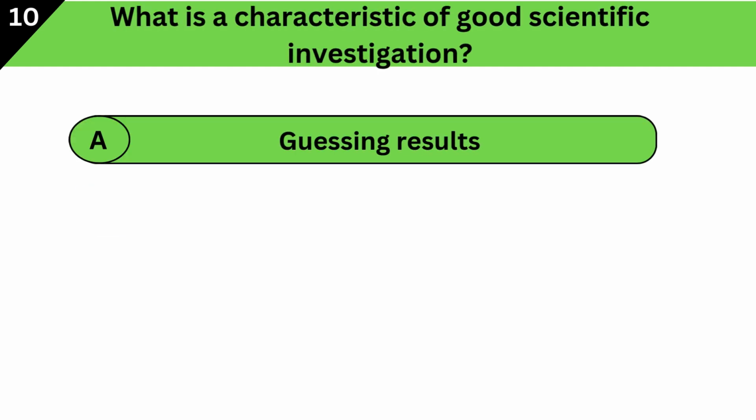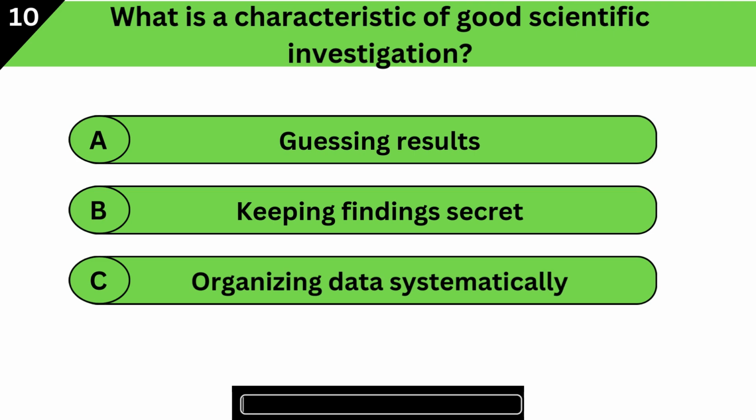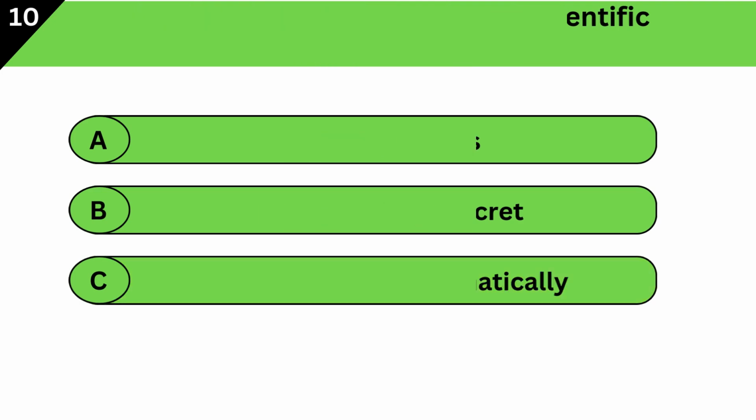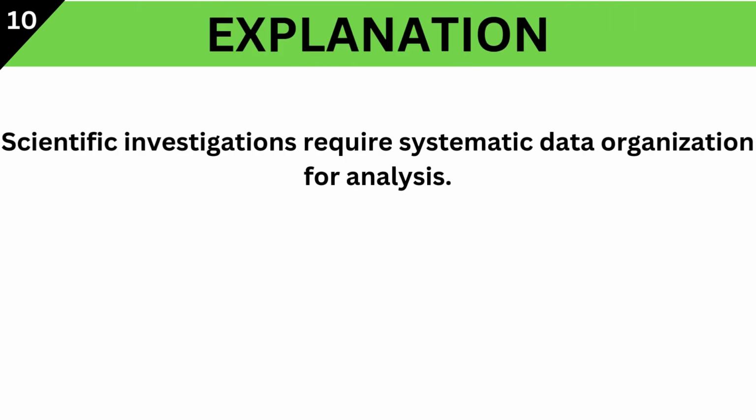What is a characteristic of good scientific investigation? Option A, guessing results. Option B, keeping findings secret. Option C, organizing data systematically. Correct answer. Explanation. Scientific investigations require systematic data organization for analysis.